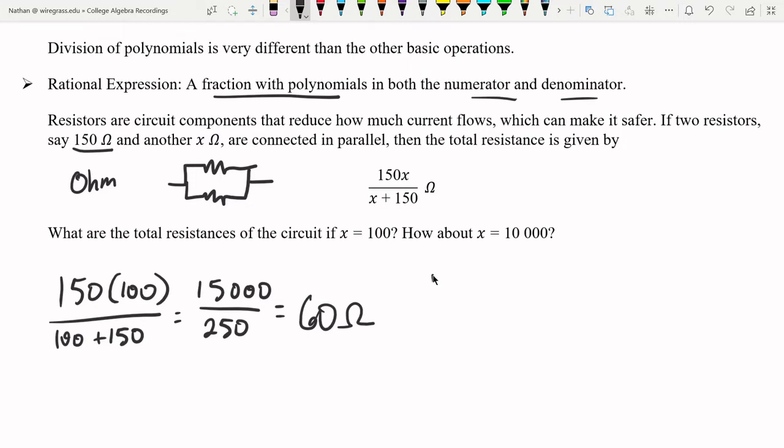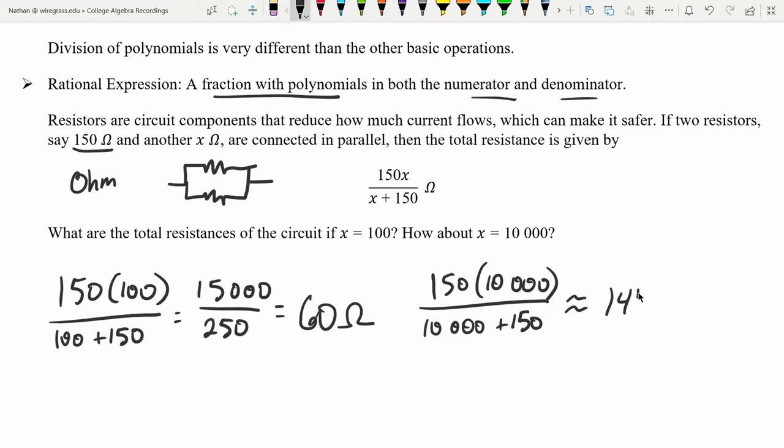Now for the next one, plug in 10,000 or 10,000 plus 150. Okay, we can once again plug this into our calculator. 1, 2, 3, 4 over 10,150. That's going to give us approximately 147.78 ohms.